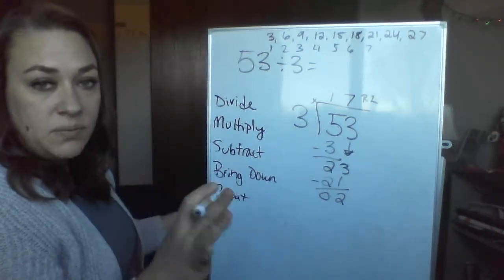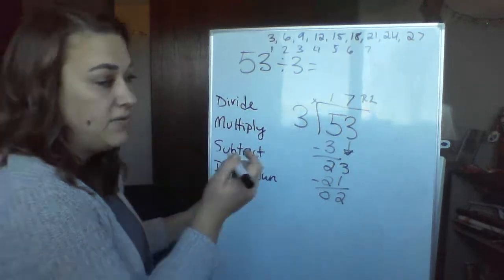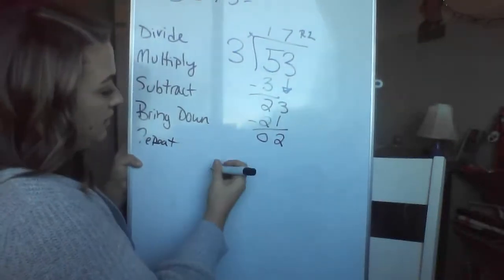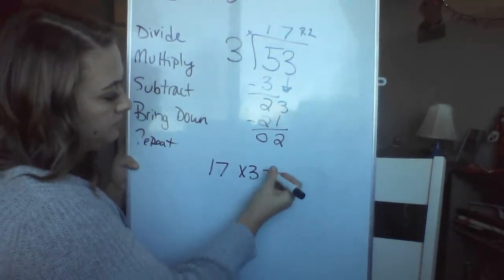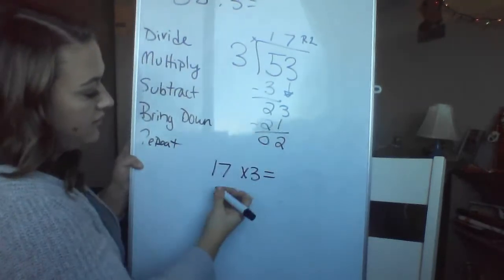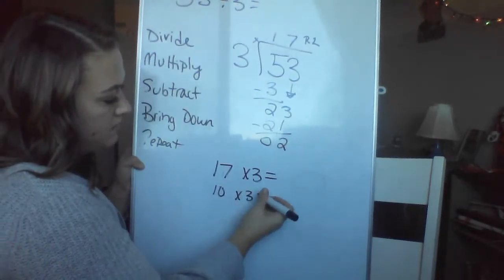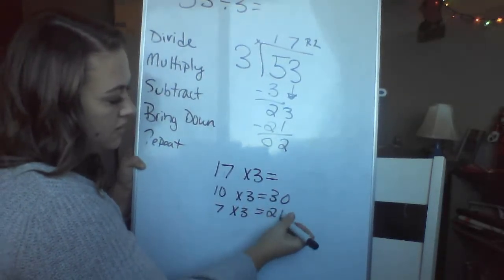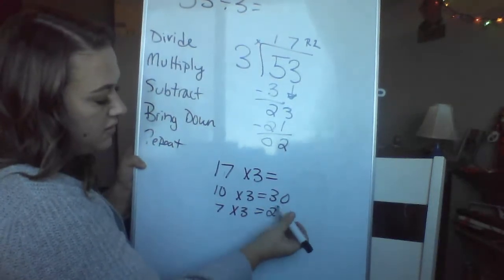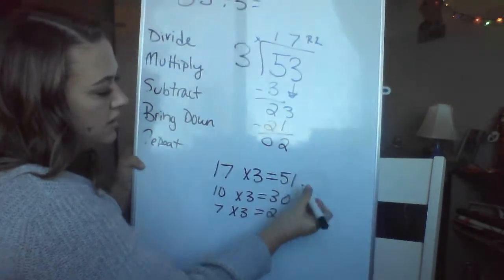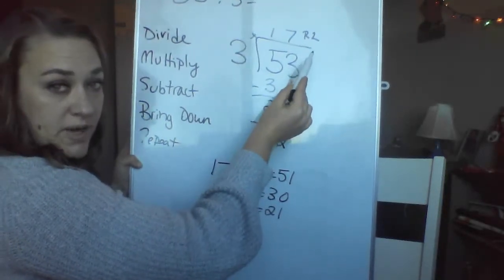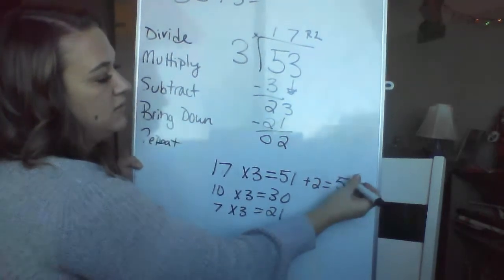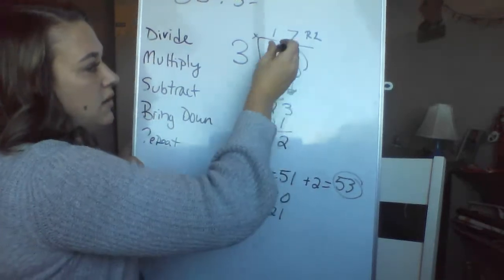So this will look slightly different when we check with multiplication because we're going to have to multiply that 17 by 3. Put it up here so you can see it. 17 times 3. Let's do that first. 10 times 3, 30. 7 times 3, 21. So 30 plus 21 gives us 51. Plus, I need to add my remainder back in. So 51 plus 2 equals 53. 53.